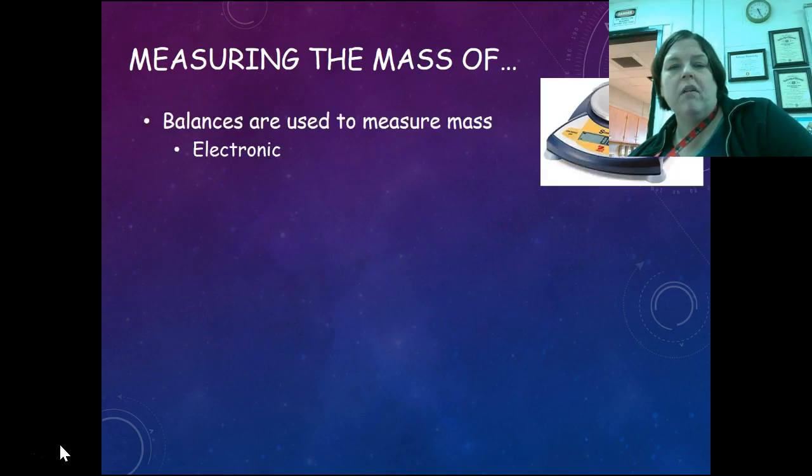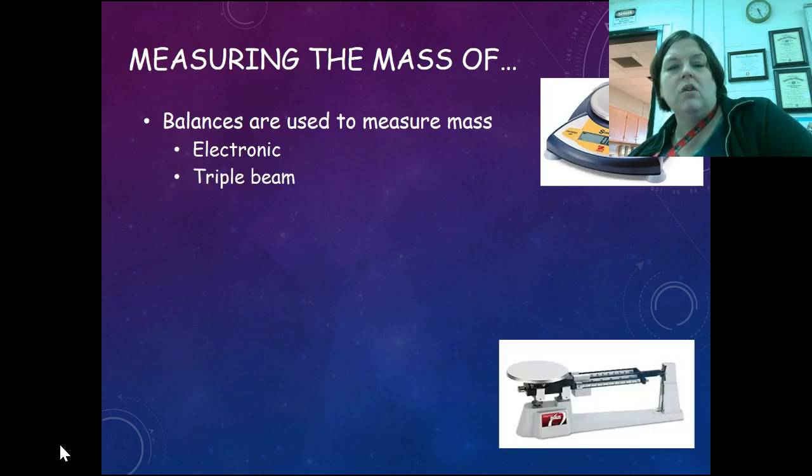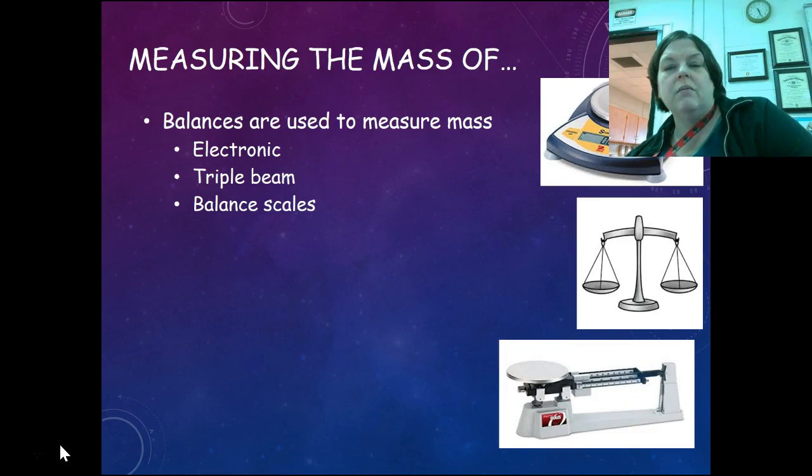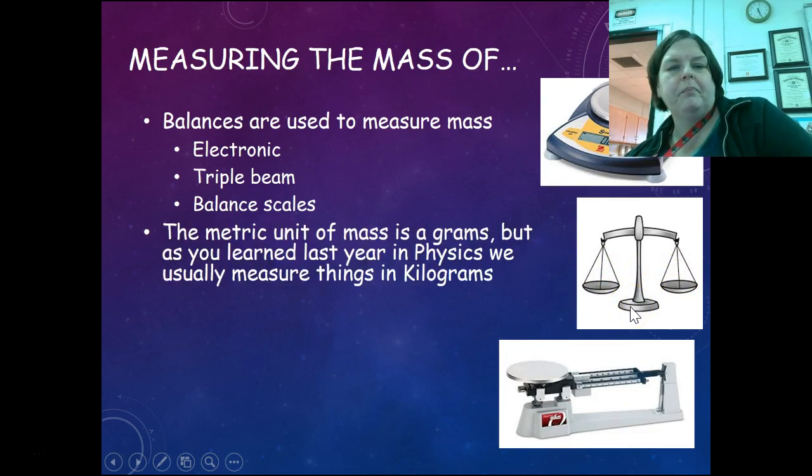You can use an electronic balance, which looks like that. We can use a triple beam balance, which looks like that. We can also use balance scales. This would require us to have something on this side that is of a known mass and something on this side that is not, and to balance those out. The easiest one for us to use is the electronic.